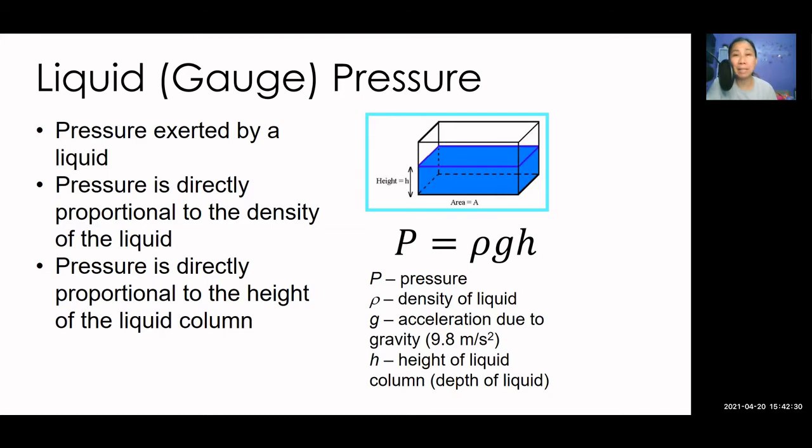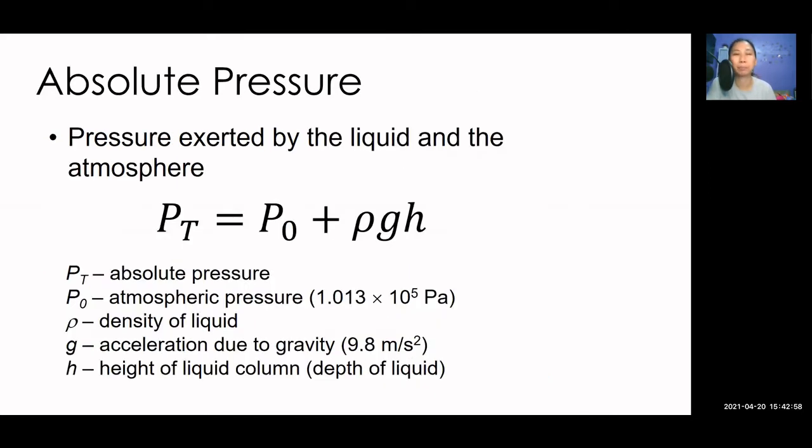Yung sinasabi dito based sa equation na yung density ng ating liquid is directly proportional to the liquid pressure. Ibig sabihin, pag mas mataas ang density ng ating liquid, mas mataas din ang ating liquid pressure. So, ganun din sa height. Kapag mas mataas yung height ng ating liquid column, mas mataas din yung value ng ating pressure.